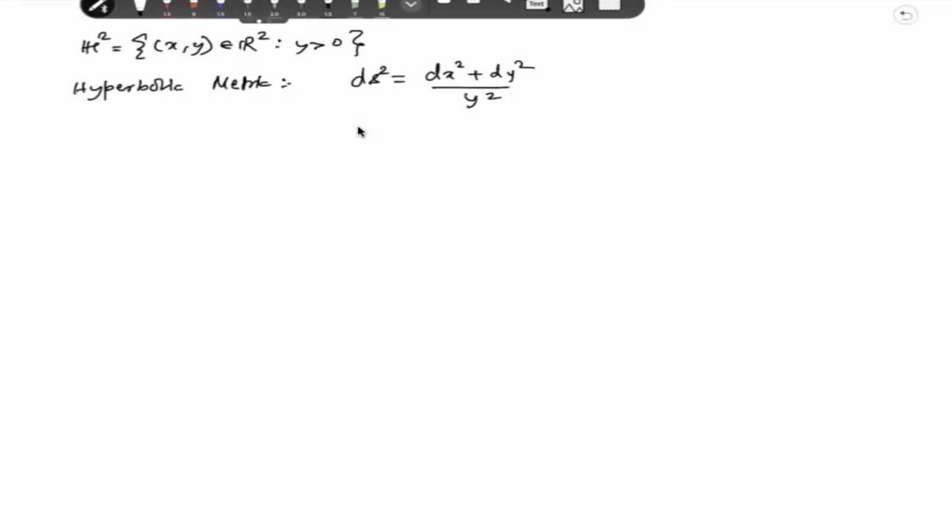So this is my upper half plane. This ordered pair (x, y) belongs to R2 where y is positive, and we have to put a metric on this upper half plane. That metric we have called the hyperbolic metric. So this is the square of the line element: ds squared is equal to dx squared plus dy squared by y squared. This we have called the hyperbolic metric, or you can also call it the Poincare metric. And now we will show that SL2R or PSL2R acts on this upper half plane with the hyperbolic metric as isometries.